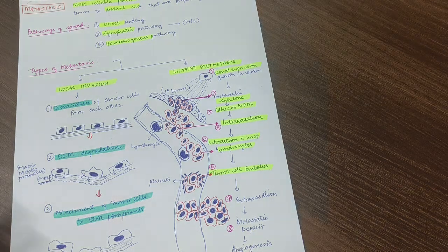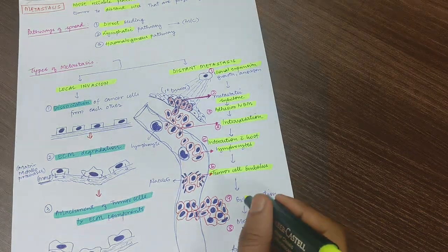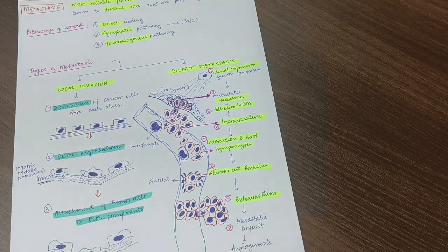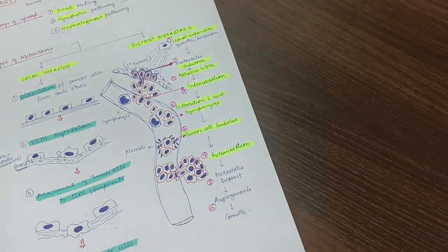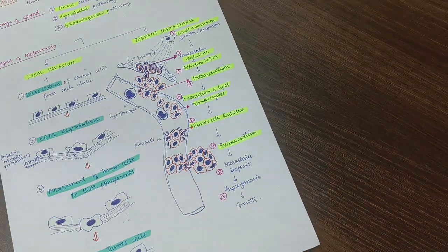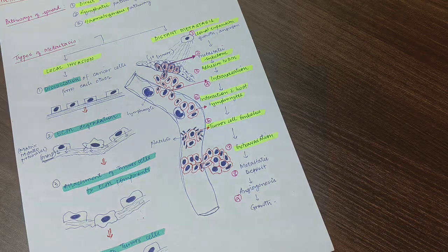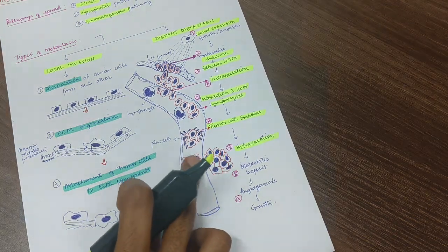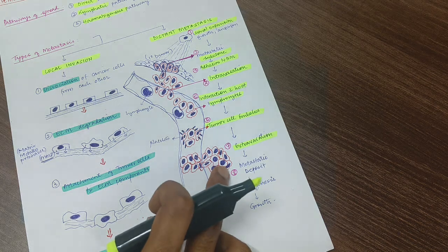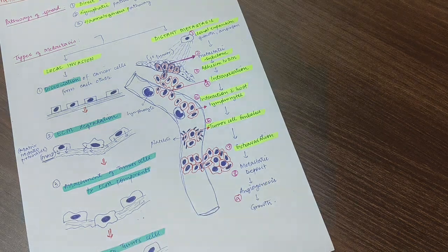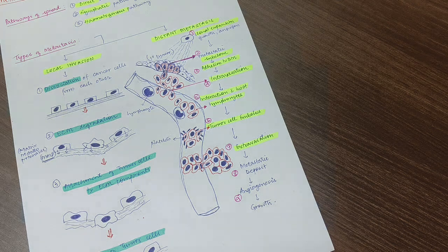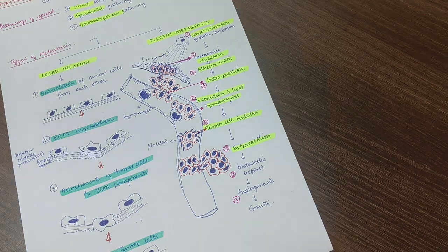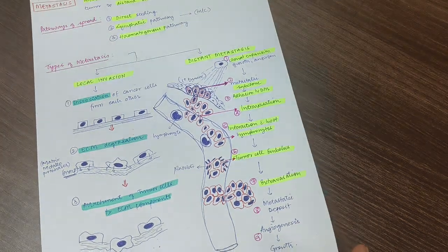Once the embolus is formed, next there is extravasation. They are going to seed out and spread, so they come out. That is called extravasation. Next is the metastatic deposit outside. After the metastatic deposit is formed, you see angiogenesis and growth of that deposit. That is called metastasis.